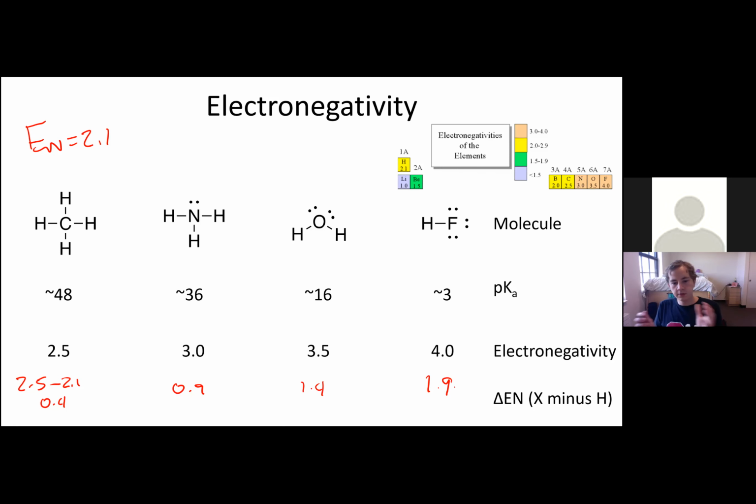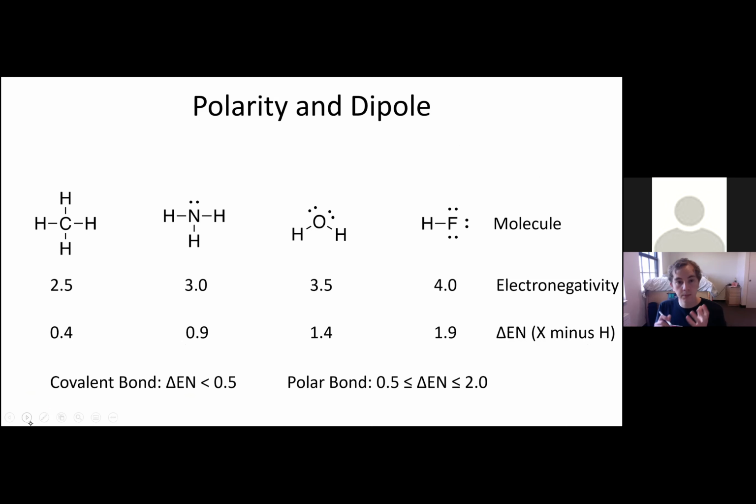And so we talked about differences in electronegativity early in the course when talking about polarity and dipoles, where we talked about types of bonds, such as the covalent bond with an electronegativity difference less than 0.5, and a polar bond that has an electronegativity difference between 0.5 to 2.0. And so you'll remember that covalent bonds have equal sharing of electrons, while polar bonds have unequal sharing.